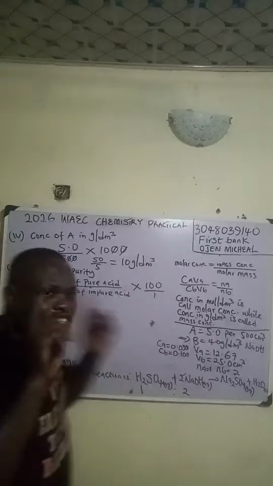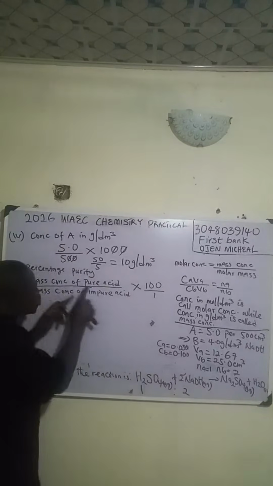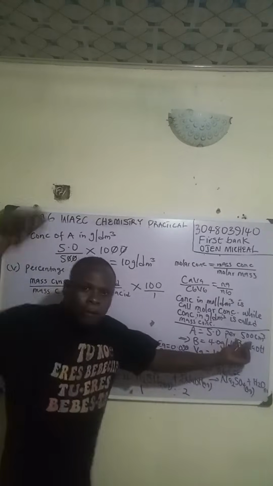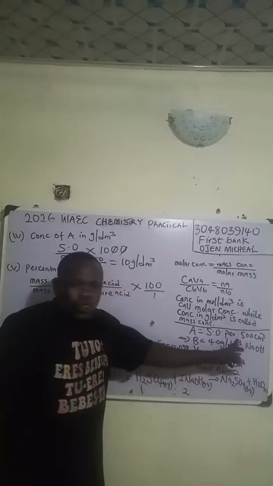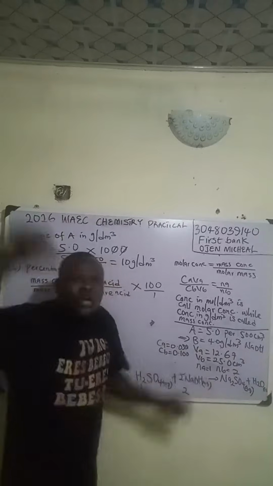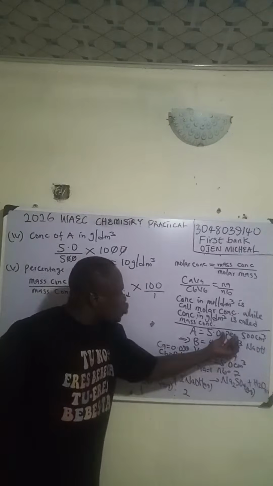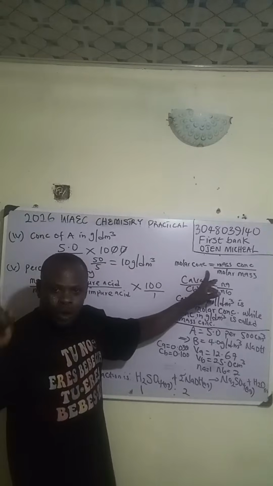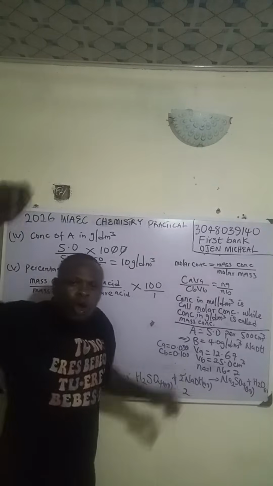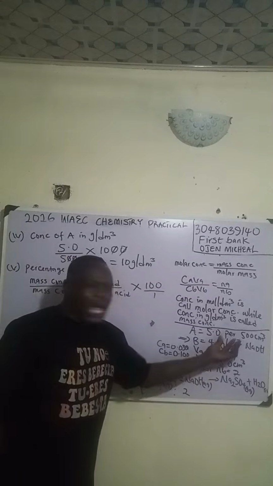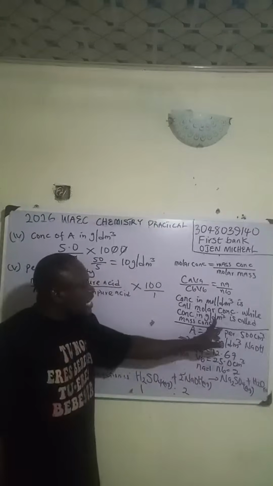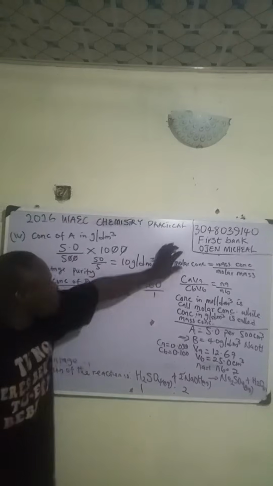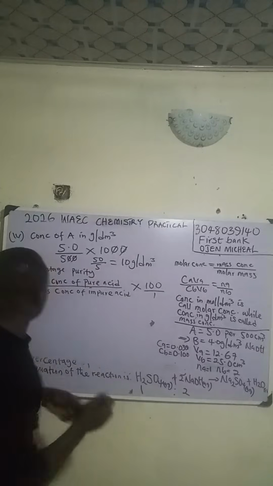Now, please take note. The mass concentration of pure acid is the one you have in your question. The one of impure you are going to calculate. The one of impure, you are going to use this formula to calculate. Are you following? The one of pure acid is the one you have in this question. And remember, mass concentration is given in grams per dm cubed.